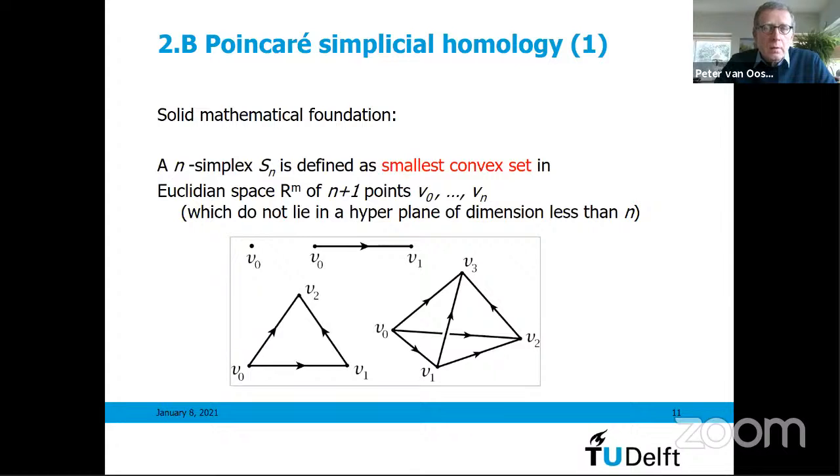So the zero-dimensional primitive, so n is 0, is defined by 1 point. That is V0. Here you see the same image. And the 2D simplex, the triangle, is defined by 3 points. V0, V1, V2.